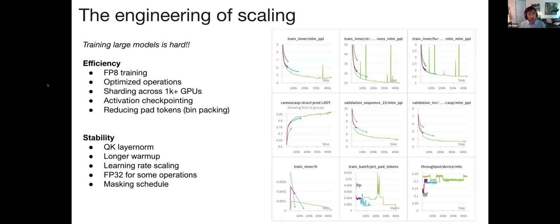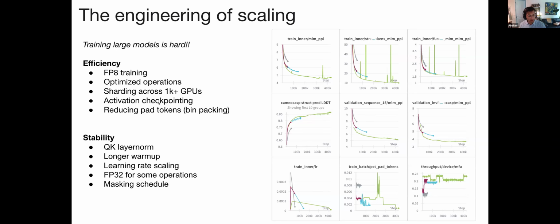There's a lot of interesting things here. I'll touch on a few key things that were important for efficiency and scalability. For efficiency, we were training not in half precision, but actually in FP8 precision. Some operations are optimized using Transformer Engine. The model is sharded over 1,000 or more GPUs. The activation checkpointing is important for reducing memory usage. Bin packing is very important for making sure that every single batch has maximum efficiency and you're not wasting a lot of compute with pad tokens in each batch. So these are very important for efficiency.